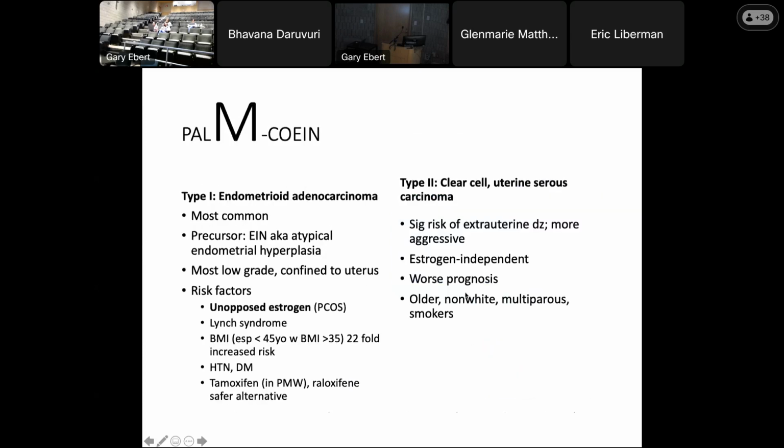Also on polyps, you can develop cancer. I've found a few of those where the cancer was limited to the polyp. Those usually would be the uterine papillary serous carcinoma.